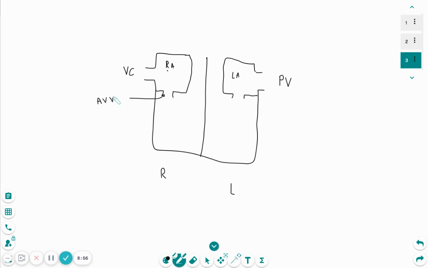Atrioventricular valve, and the side that's on the right hand side is also known as the tricuspid valve. This is also atrioventricular, or we can call it the bicuspid valve. Blood is entering through the pulmonary vein into the atrioventricular valve. Same with this side. And now we're in the ventricles. So there's my right ventricle and left ventricle.